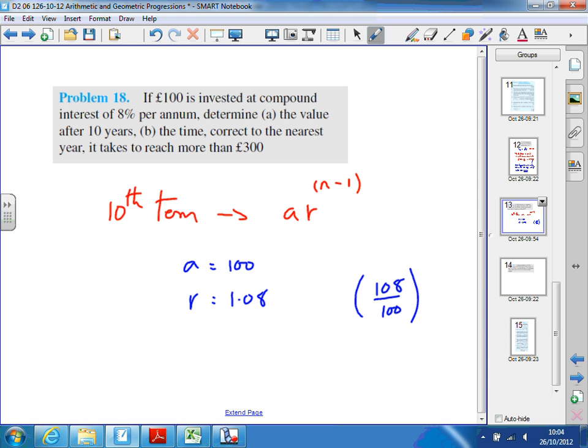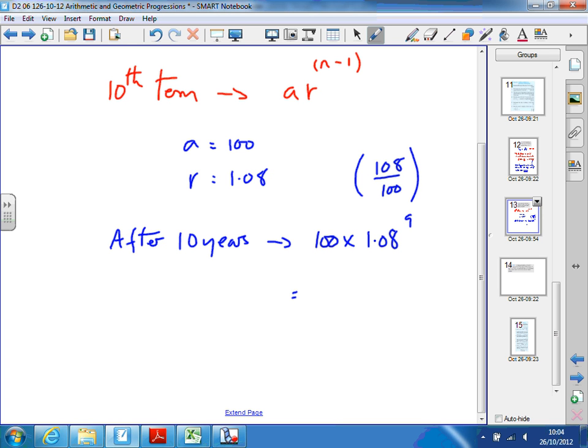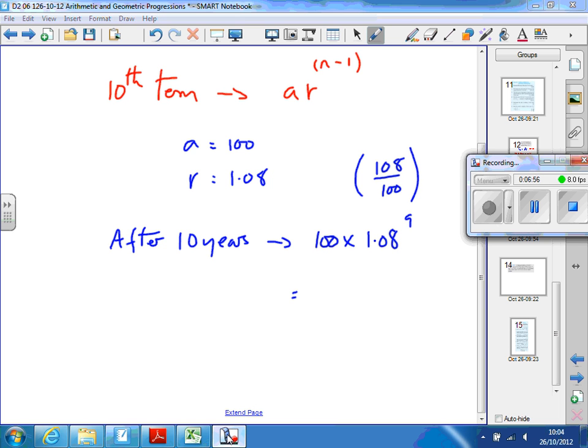So now to get the 10th term, so therefore after 10 years, what will he have? It'll be 100 times 1.08 to the power 9. Would you like to work out that for me? So if I invested £100 for 10 years, what would I have at the end of 10 years? So he's near enough doubled his money in 10 years.